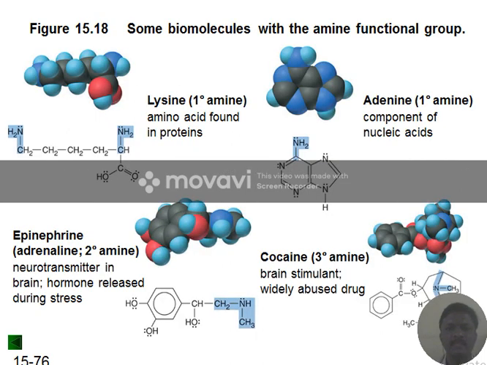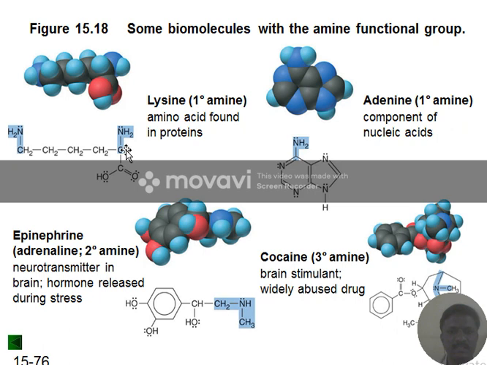Then some biomolecules with the amine functional group. We have discussed earlier the meaning of primary amine, secondary amine, tertiary amine, etc. Here first of all we have to observe the structure of lysine, the amino acid found in proteins. In lysine, only one R is directly attached to the nitrogen. Observe this particular structure.